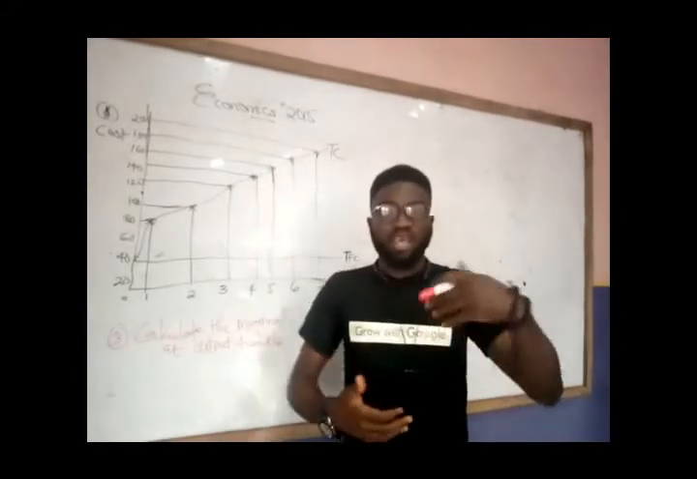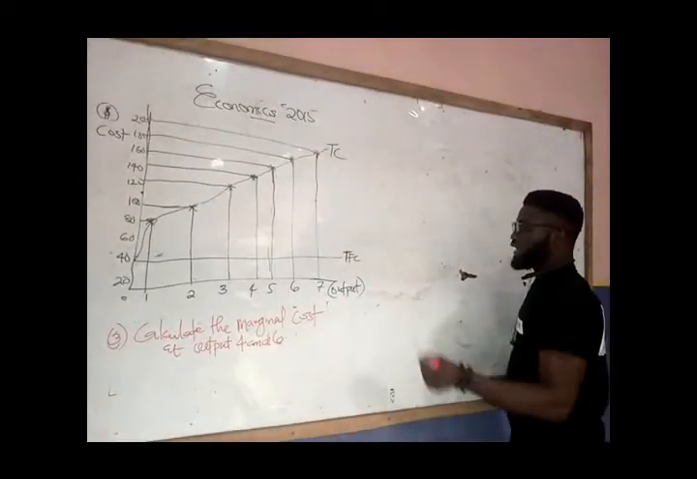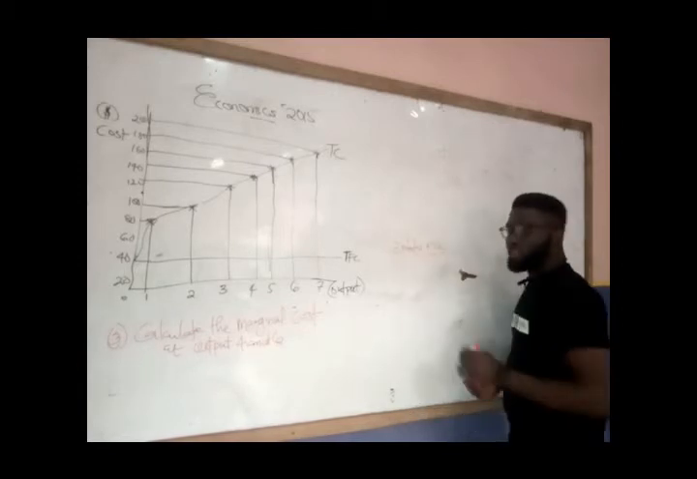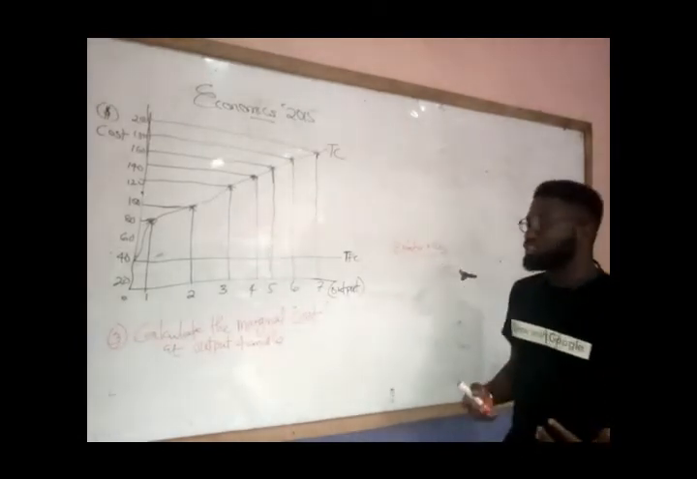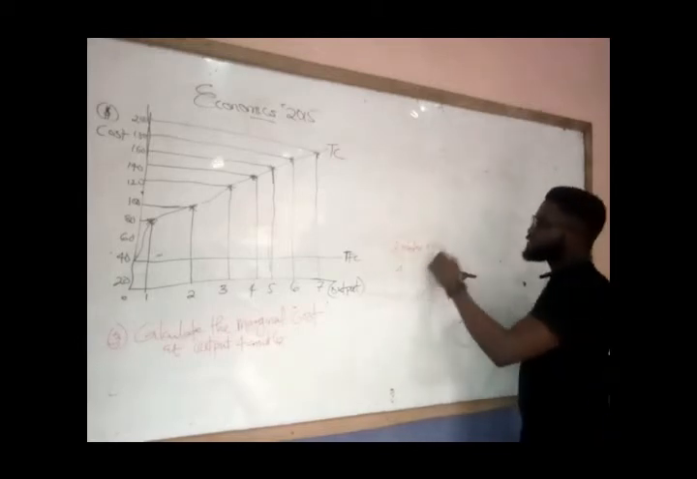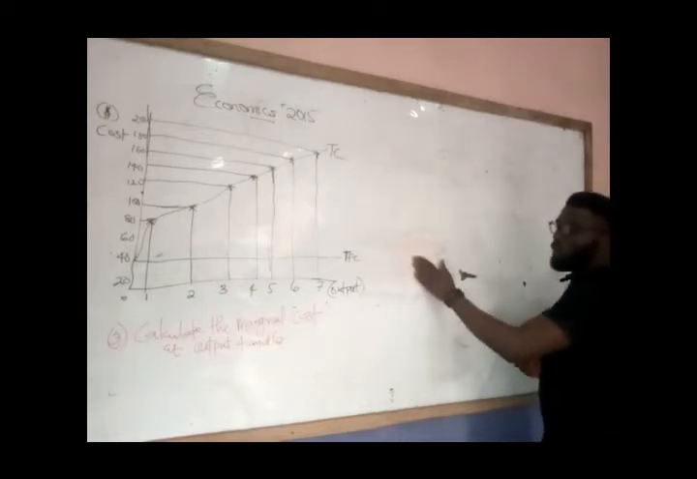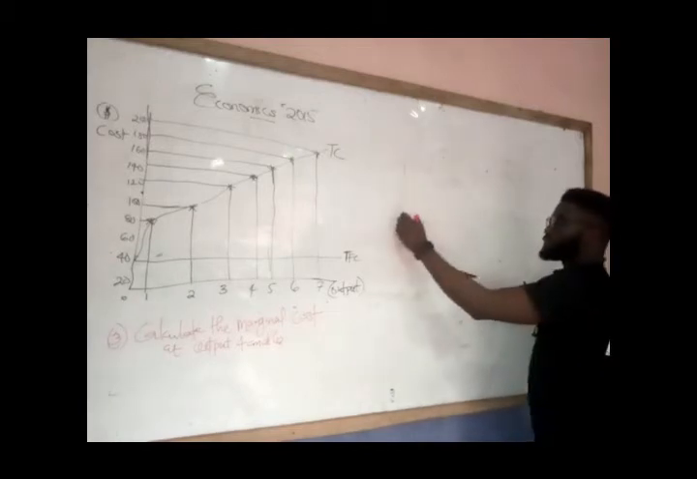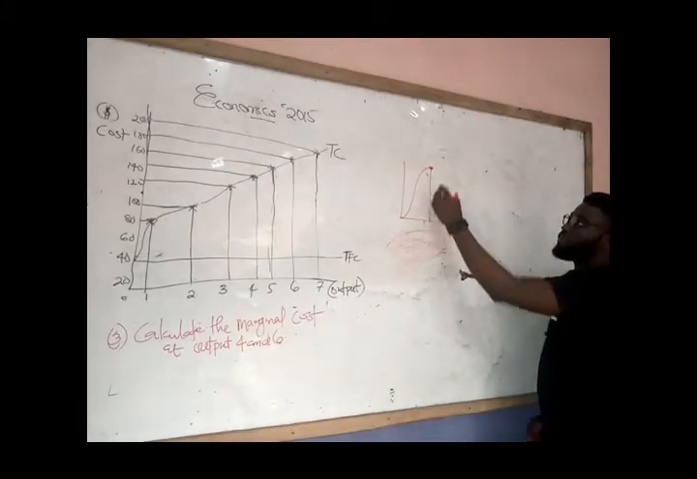Now, let me give another relatable example of marginal cost. Let's say, for example, you ate 3 plates of rice, but because the rice was so delicious, you felt like eating another plate. At this point there's something in economics called the saturation point. I think I need to explain this with the aid of a diagram. Now let's say this is your saturation point. This is that point where you are filled.